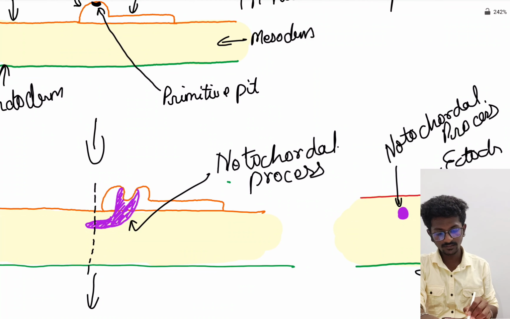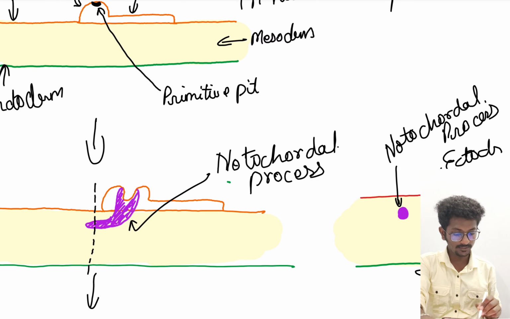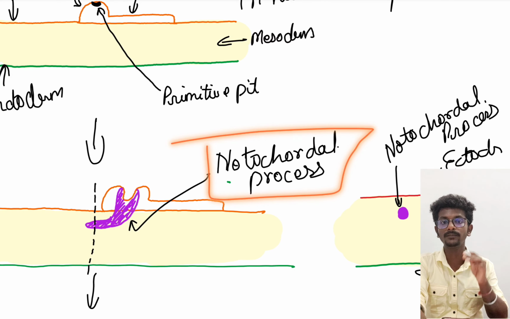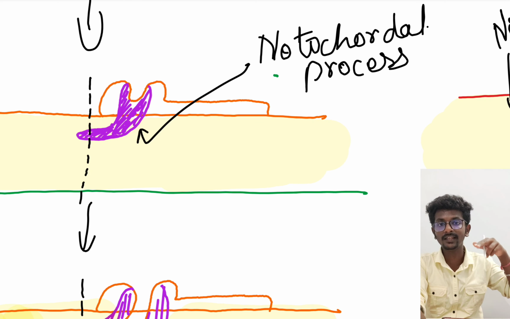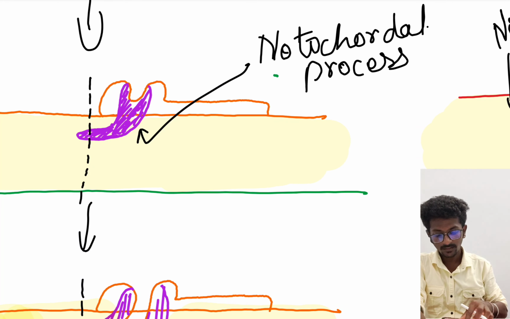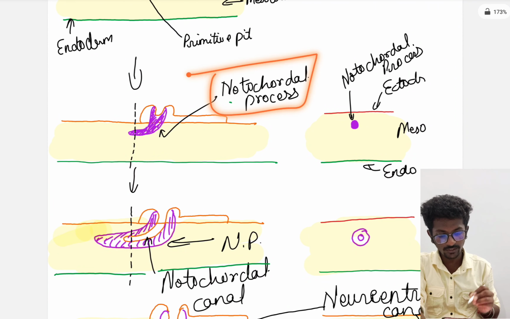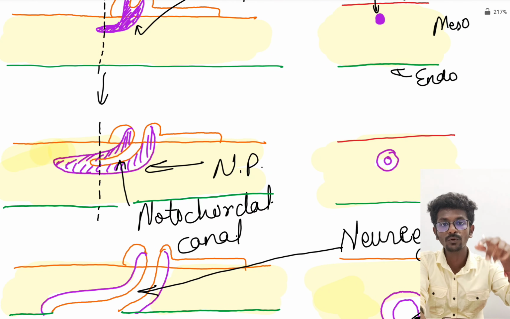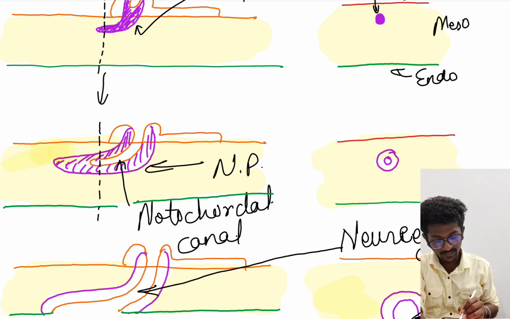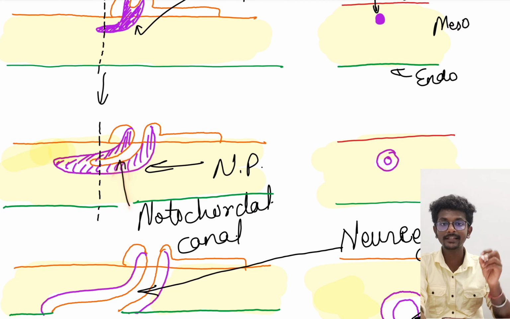Now after the formation of the primitive pit, we will get the formation of the notochordal process from the primitive node. From the primitive node, some cells will form a solidified mass and then they will invade inside the mesoderm, and that is called the notochordal process. Now this pit will also grow inside that notochordal process, and now that pit is called the notochordal canal.